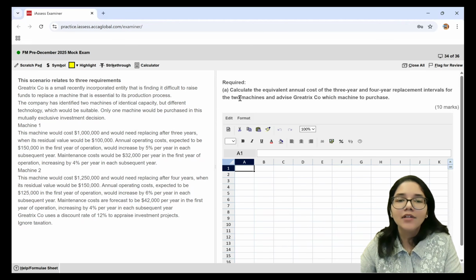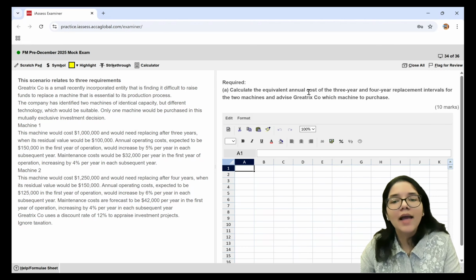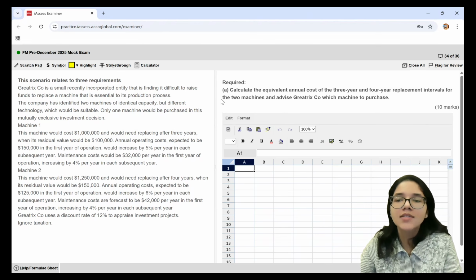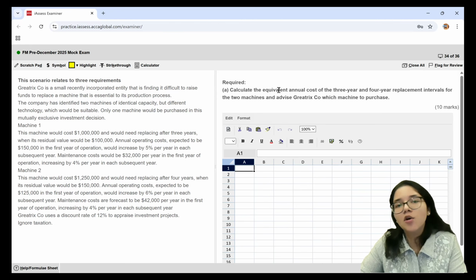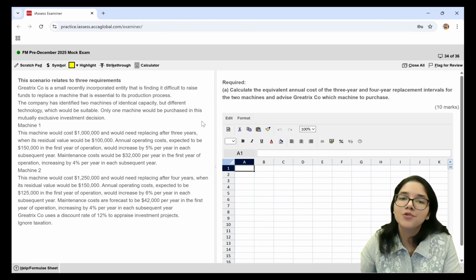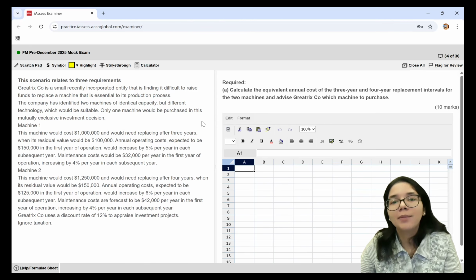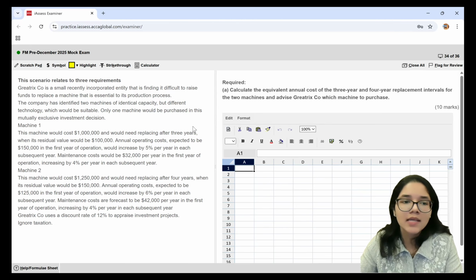So having a look at the first requirement, I can see that for 10 marks, I am supposed to calculate the equivalent annual cost of the 3-year and the 4-year replacement interval for the two machines, and I have to advise Greatrix company which machine to purchase. So different options are available. We can replace it after 3 years or after 4 years. So we are supposed to find out which will be the better choice for Greatrix company.